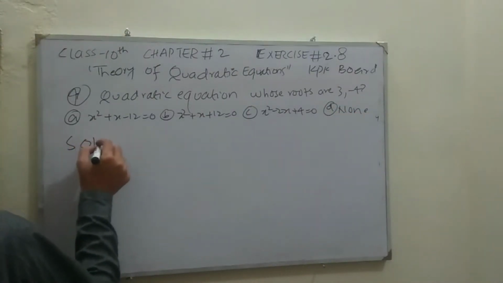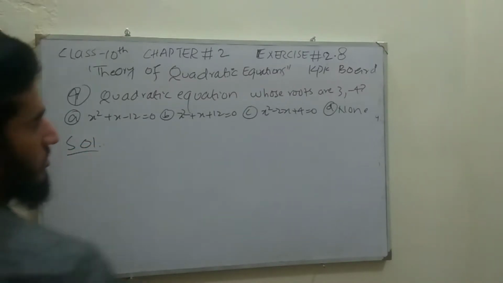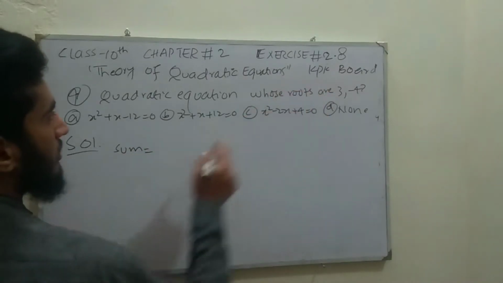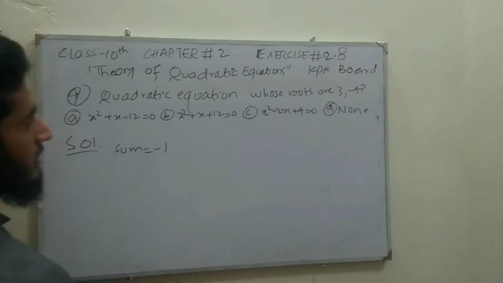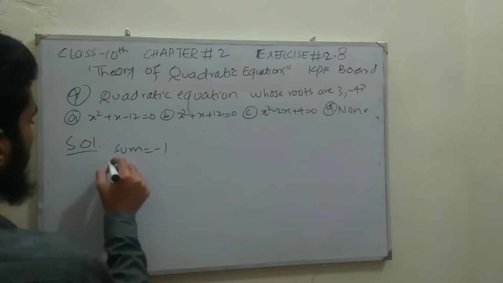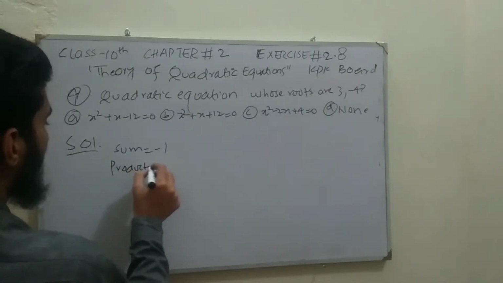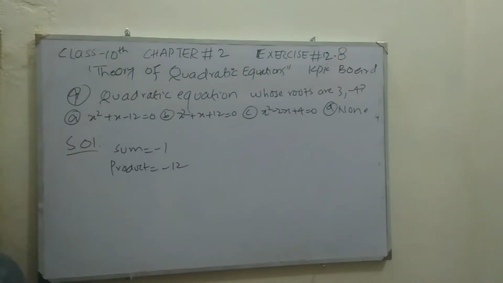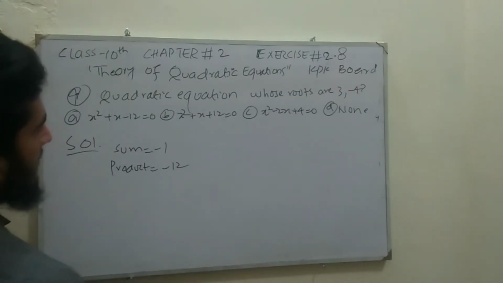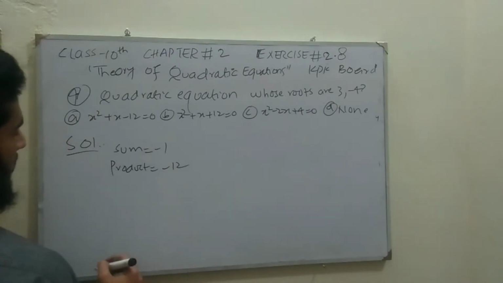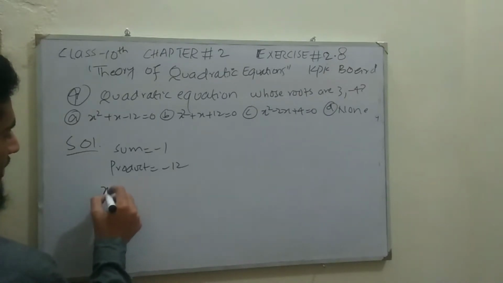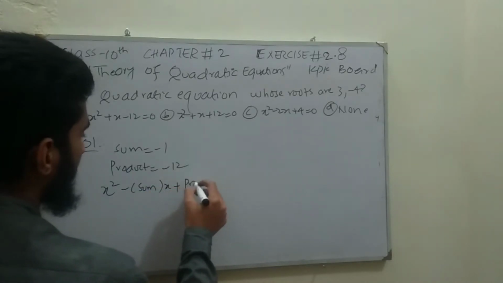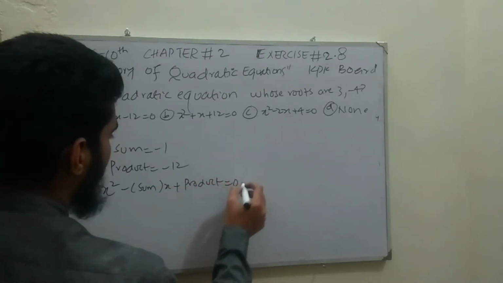Solution. We are given the roots 3 and minus 4. So the sum will be equal to 3 minus 4, which gives us minus 1. This is the sum of the roots. And the product will be equal to multiplying 3 and minus 4, which gives us minus 12. We know that the formula for finding a quadratic equation is x square minus sum of roots times x plus product of roots is equal to 0. This is the formula for making a quadratic equation.